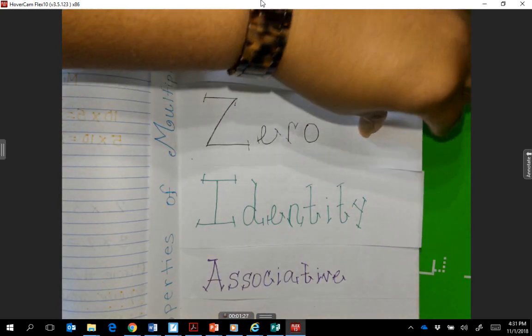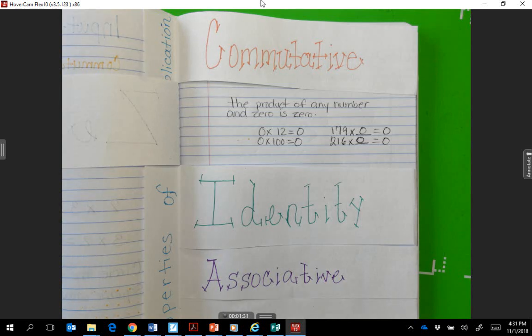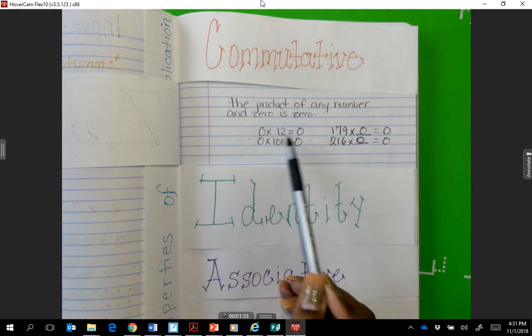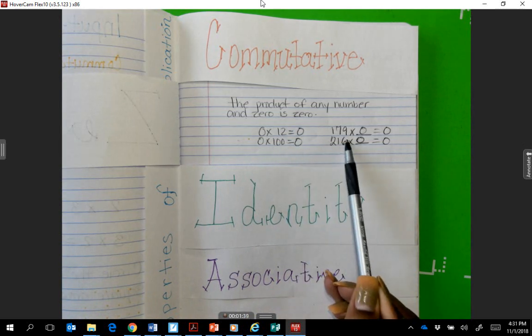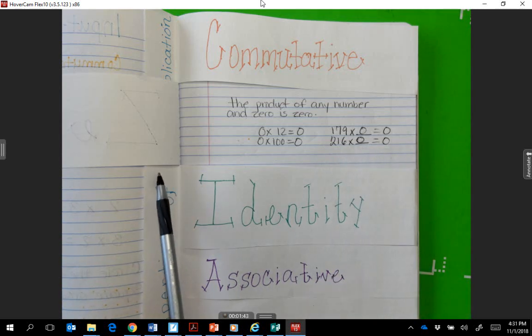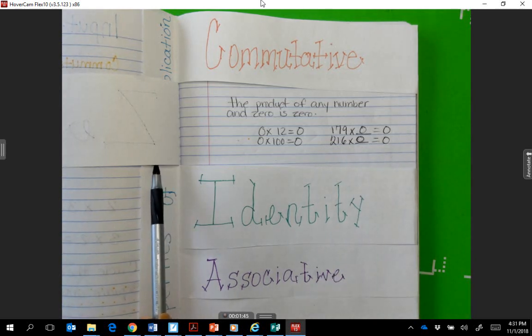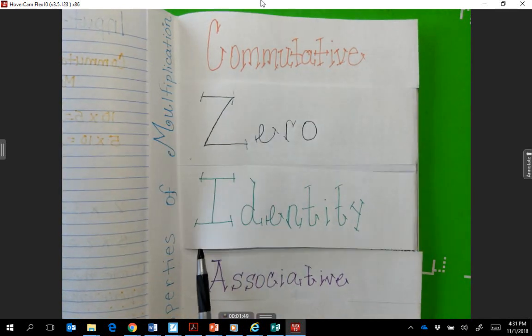The zero property says that the product of any number and 0 is 0. So I can do 0 times 12 equals 0. 0 times 100 equals 0. 179 times 0 equals 0. 216 times 0 equals 0. So any number times 0 is 0. And that is the zero property.